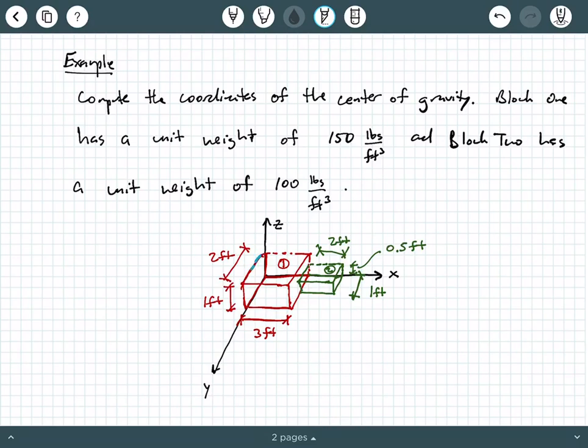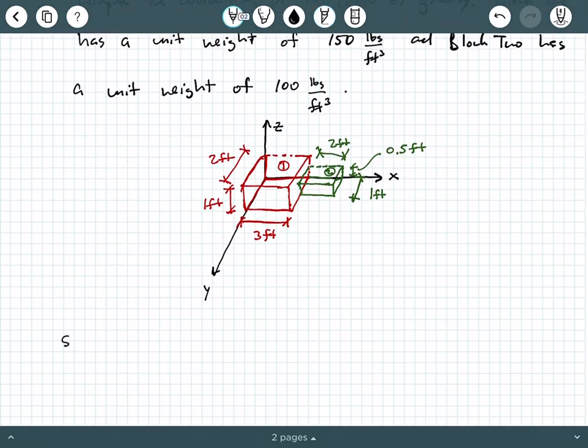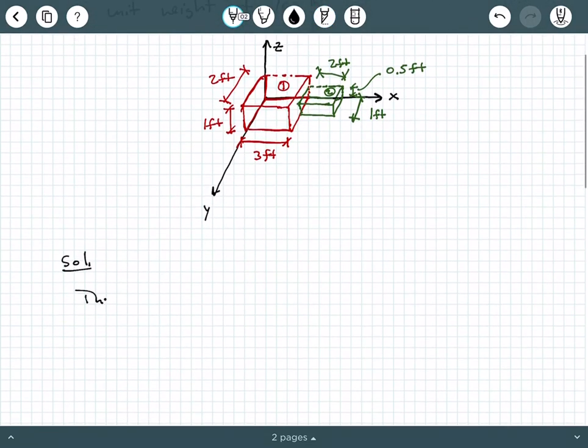Block 1 has a length and a width of 2 feet and 3 feet, and a height of 1 foot. Block 2 has a different unit weight: 100 pounds per cubic foot. Block 2 is this little green block here, with a length and a width of 2 feet and 1 foot, and a height of half a foot. Our origin is given to us back here, so we're in an XYZ three-dimensional space. We want the center of gravity based on these two blocks right up next to each other. So let's go ahead and tackle this.